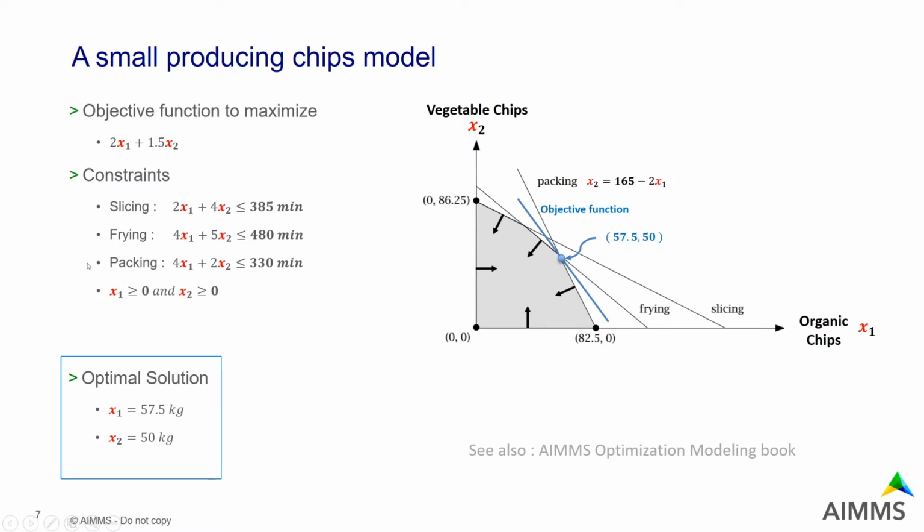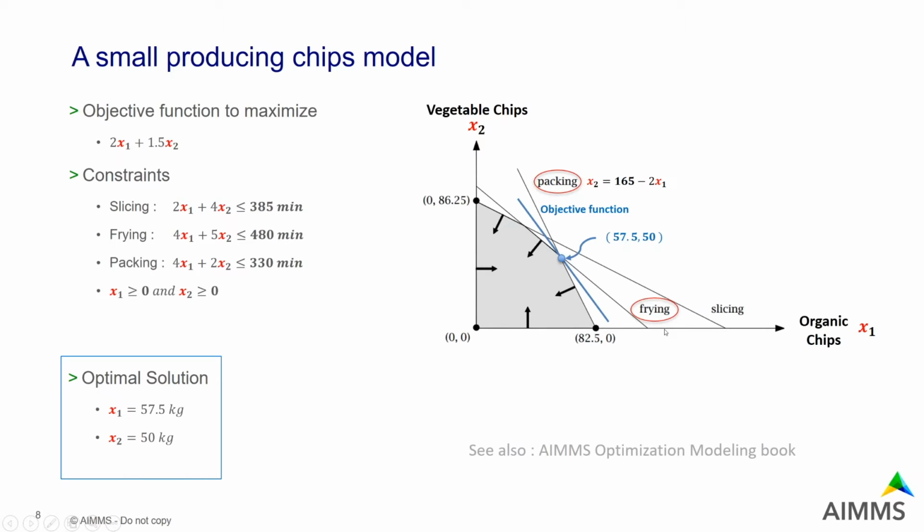So, for example, if we are taking the packing constraint, if it's not really 330 minutes, but for example 331 minutes, that is the right packing constraint on one day, does the optimal solution change a lot? What we can see here is that this optimal point is determined by two constraints, which are the packing and the frying constraints.